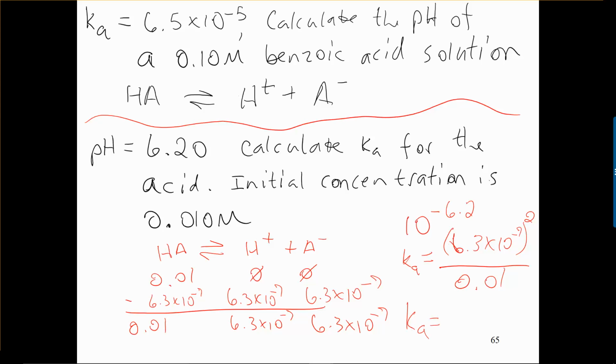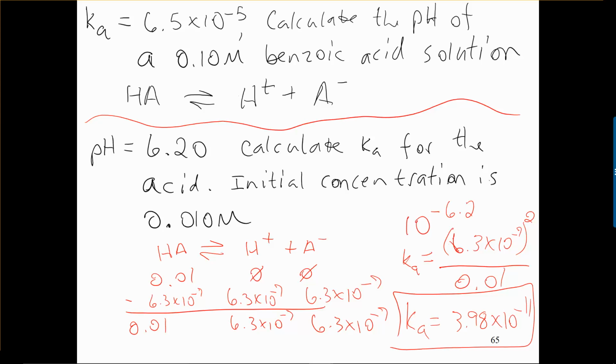Okay, so what do we find for this? The Ka of this is what? Say it louder. 3.98 times 10 to the negative 11. Okay.